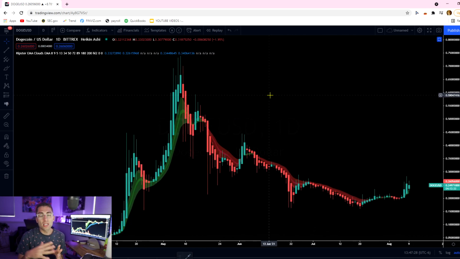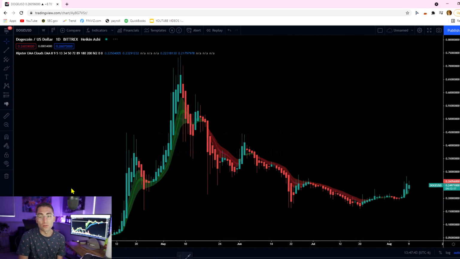So if you're looking to buy puts, or if you're looking to buy calls, or if you're looking to go long, or if you're looking to go short, you want to make sure if you're going long or buying calls, the EMA clouds are all green on the lower time frames as well as the upper time frames.